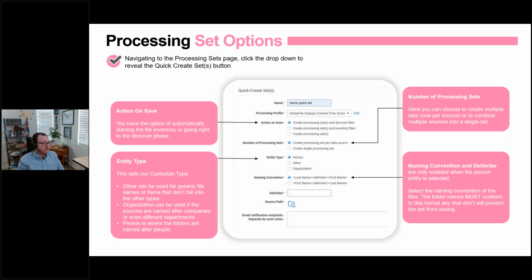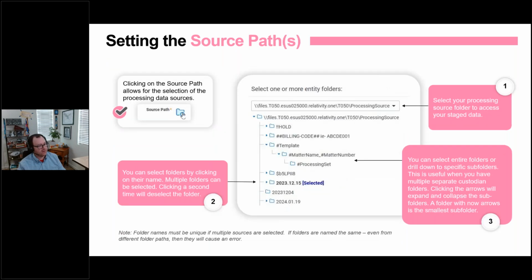The next option is entity, so you can define it as a person, which is what people typically think of as custodian, so your first name, last name. Other could be maybe financial files or something like a department, organization, or a company name. And then the naming convention. Based on how your folder structure is created, you can do last name, first name, or first name, last name, so you can see the option there. Enter in the delimiter, and then the source path, which we'll go over in just a few minutes.